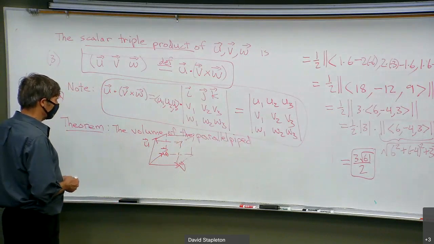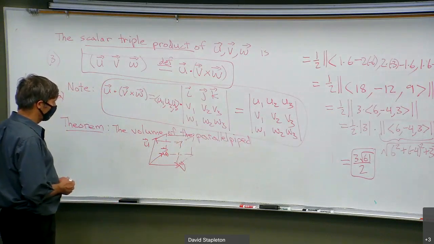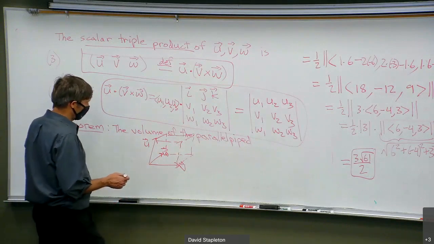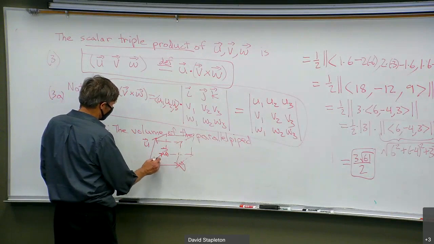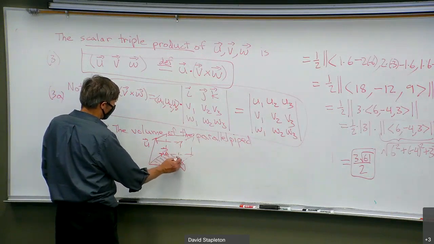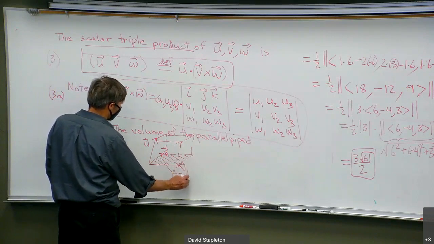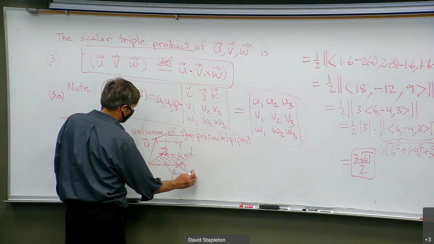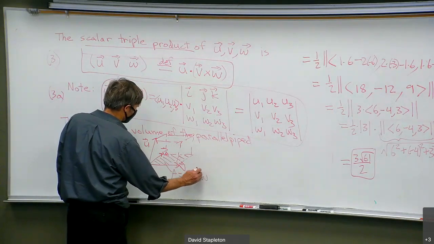Right. Now, what's the volume of that box? Well, we already know the area of the base. It's a parallelogram, so its area is the length of V cross W, right? Our previous.